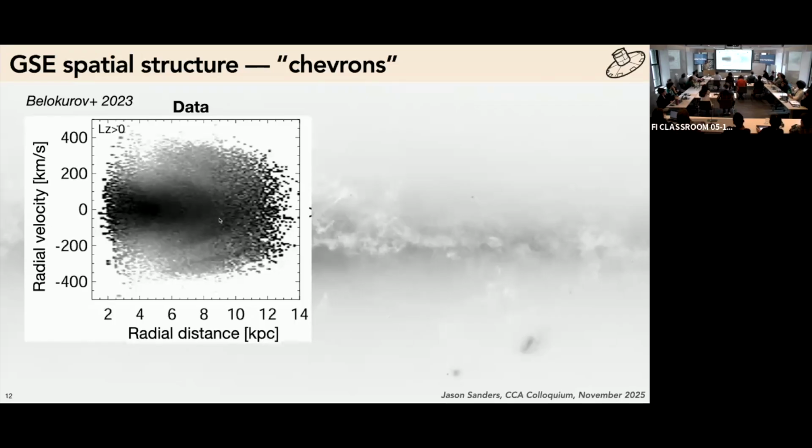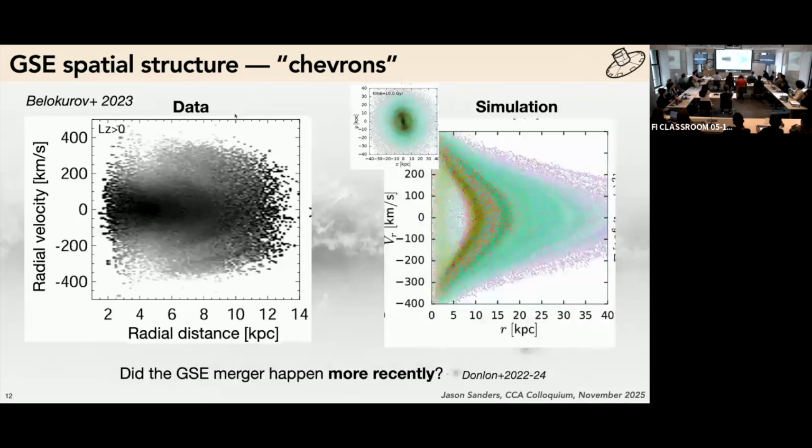These were attributed in a paper from 2023 by Vasily Belokurov as being due to apocenter pileup from the GSE merger. This seems pretty plausible, and you can see there's a simulation here that nicely demonstrates this, that you get these lines essentially of constant energy in the potential, and those align quite nicely with the chevrons.